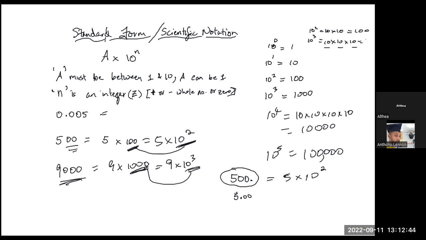If you start with 0 point something, it'll be a negative power. That's a quicker way to remember it. This number is larger than 1, so it's going to be a positive power. If it starts with 0, it's going to be a negative. So if the number is larger than 1, the power is going to be positive. If the number is smaller than 1, it's going to be negative. For instance, this number here is larger than 1, so it'll be a positive power. This one is smaller than 1, in other words 0 point something, so it's going to be a negative power.